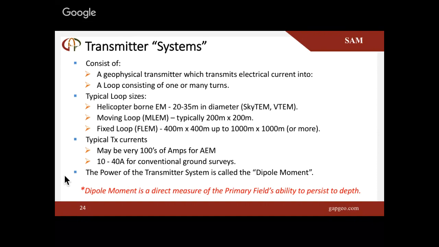If you're dealing with airborne systems, the currents they're generating might be hundreds of amps, but they're into a fairly small loop. Ground surveys have always typically been 10 to 40 amps, which would be quite common. But the power of the transmitter system is called the dipole moment, and it's the dipole moment which really gives us the ability to get depth penetration.